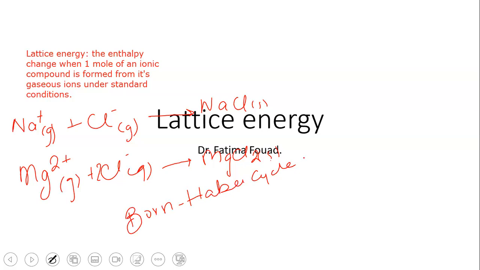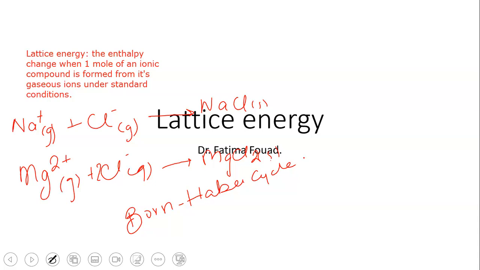We use this multi-step experiment. So we will take our compounds, we will have to do several reactions, measure the enthalpy change of those several reactions, and that will allow us to calculate the lattice energy. Those certain reactions are then going to come together to give us the Born-Haber cycle.